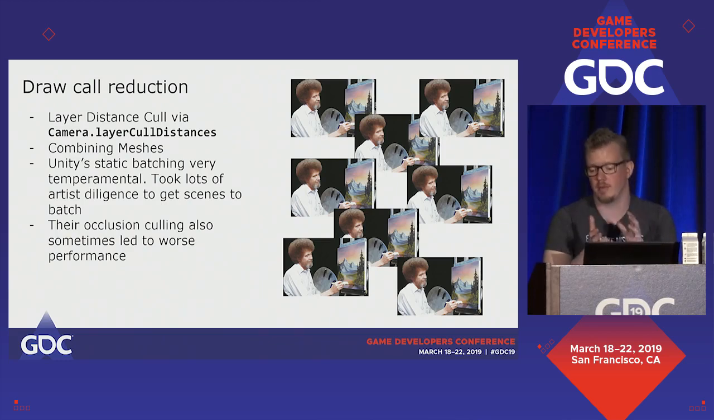Occlusion culling is also something that sometimes led to better performance, sometimes not. So we would test it on a level-by-level basis to decide if we should have that enabled.